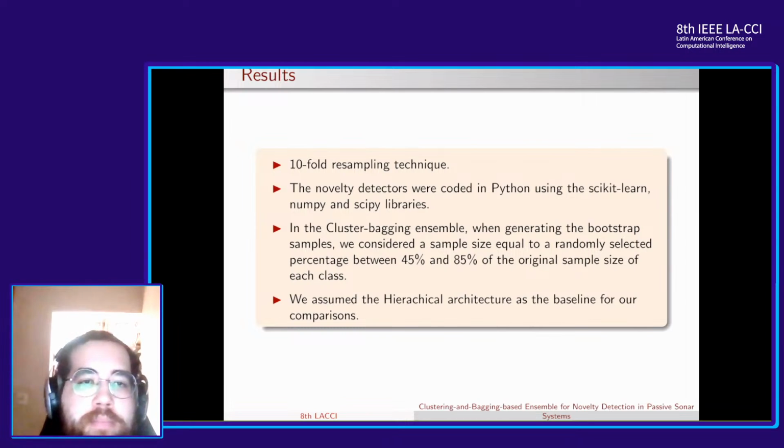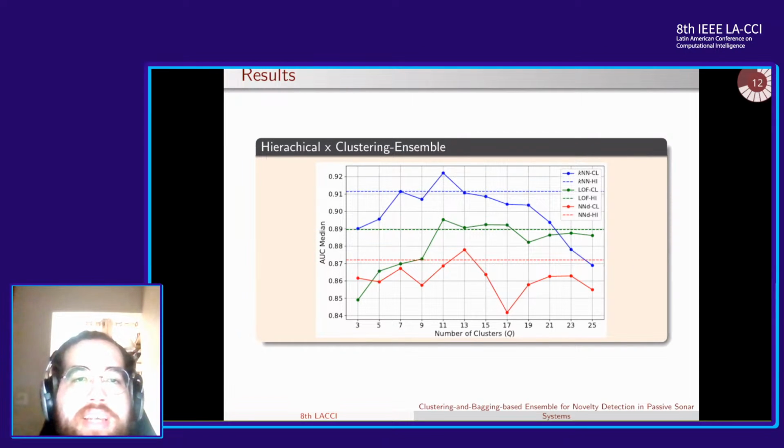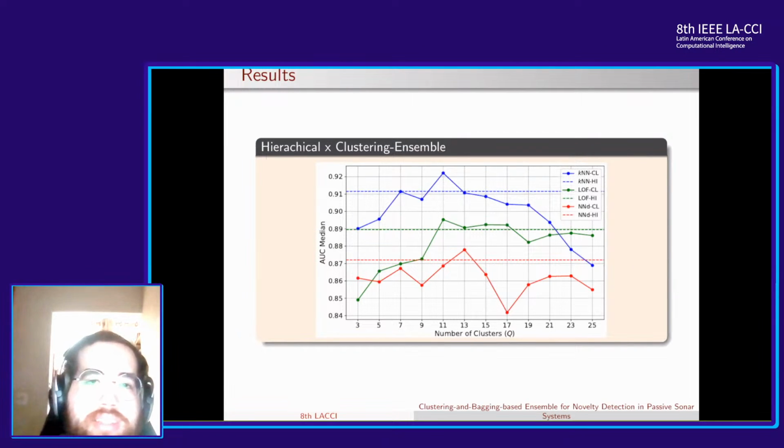In the clustering bagging ensemble, we generated the bootstrap samples. We considered a sample size equal to a randomly selected percentage between 45% and 85% of the original sample size for each class. We assumed the hierarchical architecture as a baseline for comparisons, considering its better performance reported in previous works. The first experiment validated the hierarchical and clustering ensemble architectures.